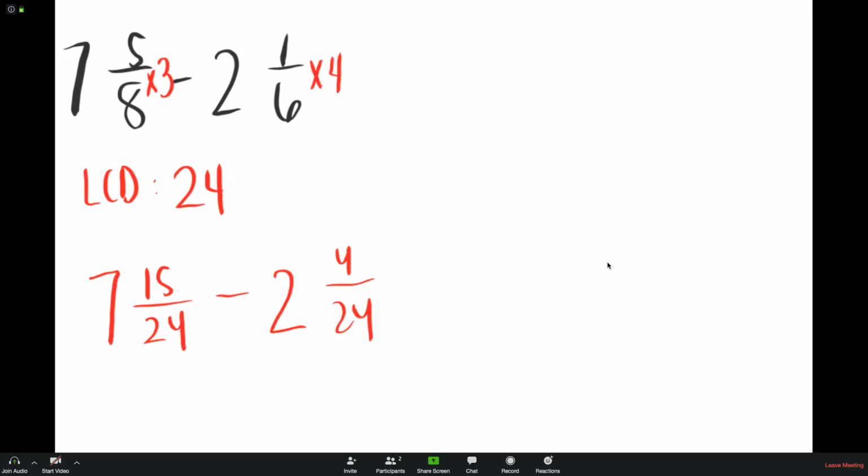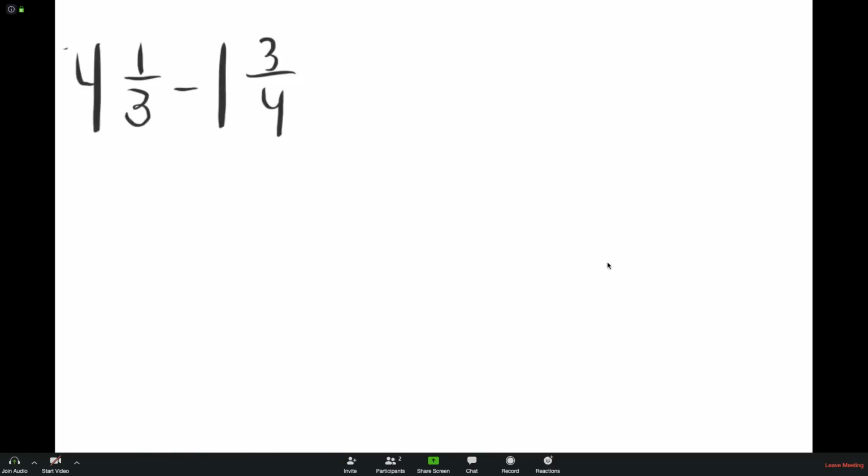Okay, because our numerator here is bigger than this one, we don't need to worry about regrouping, and we can just solve. So our whole number, 7 minus 2 is 5. Our numerators, 15 minus 4 is 11, and then 24 just stays the same. Our answer is in simplest form, so that would be the final answer.